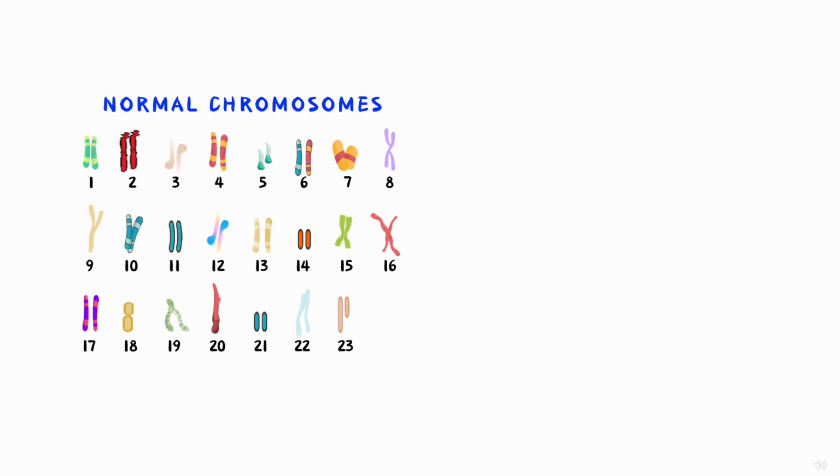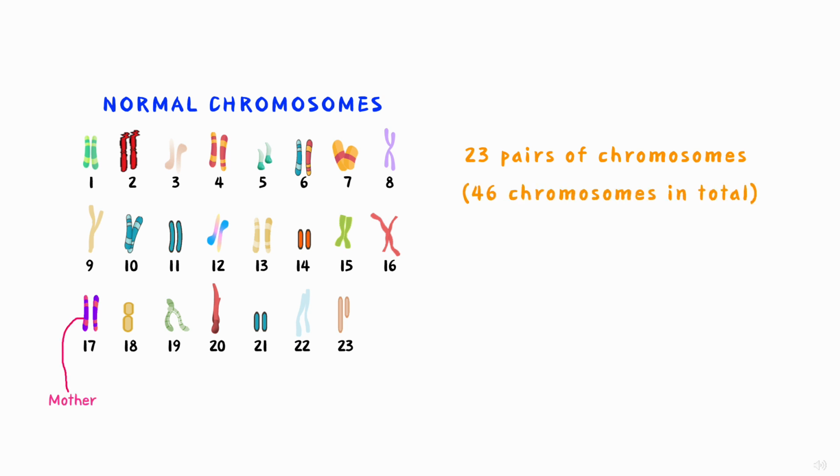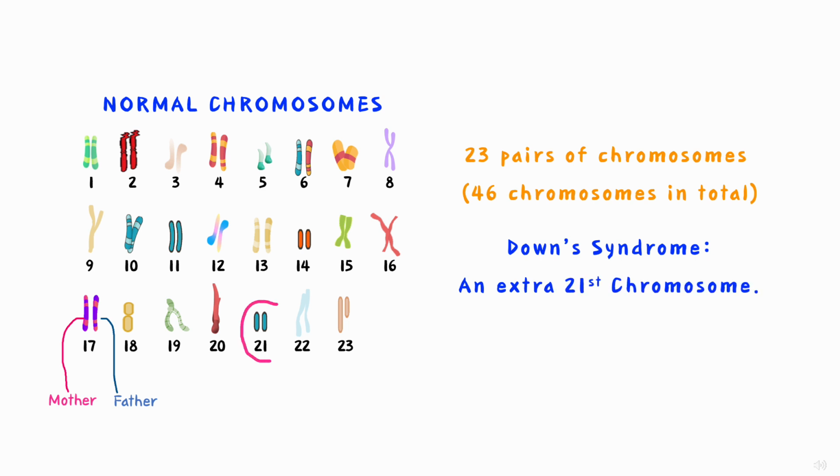A person with normal chromosomes will have 23 pairs of chromosomes in each cell, totaling 46 chromosomes in total. One chromosome from each pair is donated by each parent during fertilization. A person with Down syndrome will have an extra chromosome number 21 and so 47 chromosomes in total. The way that this occurs can take 3 different forms.